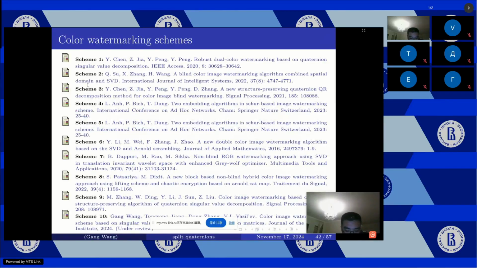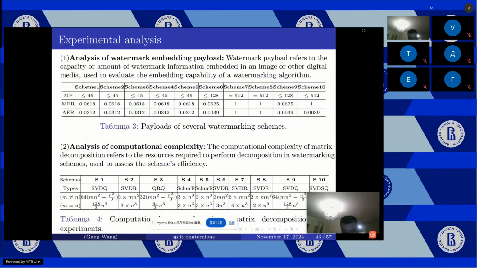Next, we present the watermarking schemes tested in the experiments. All the listed schemes are based on matrix decomposition, with scheme 10 being our watermarking approach, currently under second review. If published, interested readers can refer to the corresponding article for further details. The analysis of the specific watermark experimental results includes the following sections.